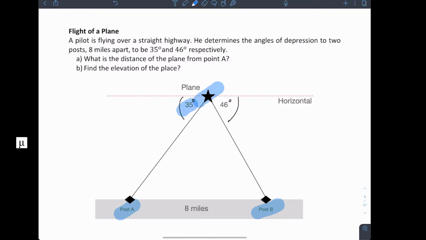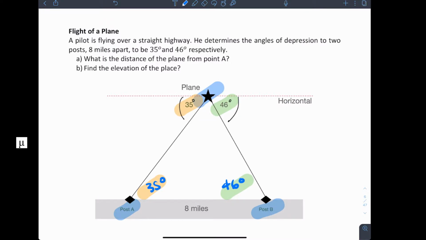So if this is 35 degrees, I know, and I'm going to color coordinate that. That's 35. This is 46 degrees. What's this? 46 degrees. And then the distance here is 8.